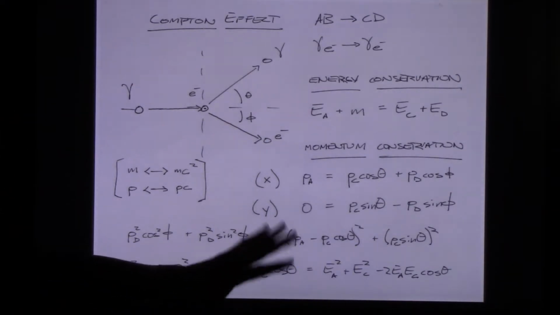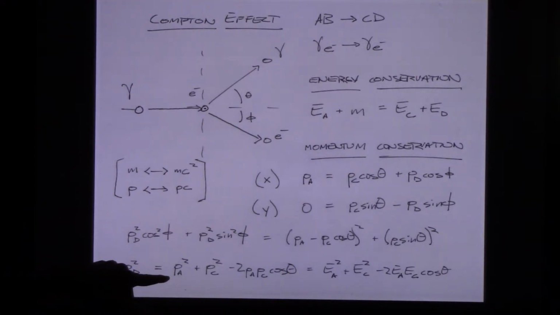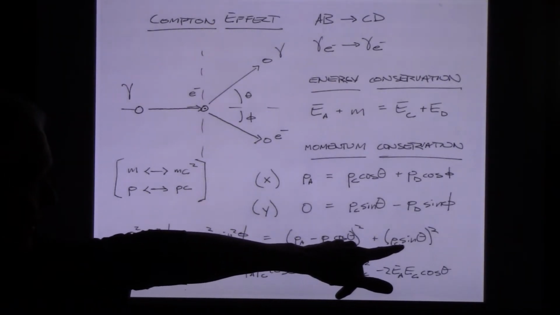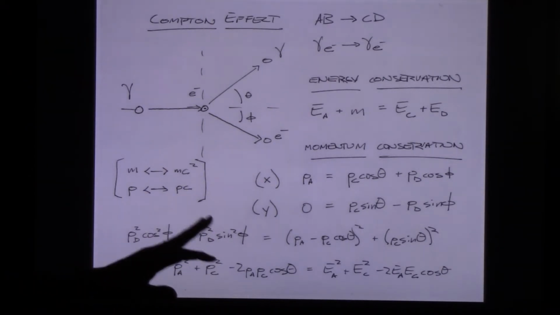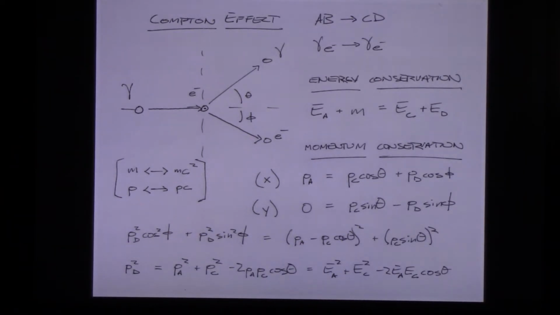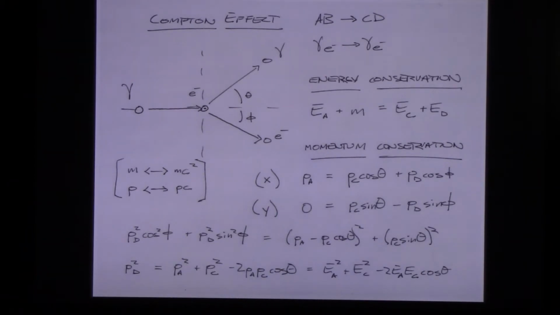Now, when I look at this side, there are things that I can combine. First of all, I'm going to get a PA squared. That's the photon coming in. I'm going to get a PC squared because I have a PC cosine theta squared and a PC sine theta squared. Those are going to add together, right? Sine squared plus cosine squared gives me 1. And so PA squared plus PC squared. Now, the only thing we haven't included is the cross term when we carry out the multiplication. That's going to give me minus 2 PA PC cosine theta.